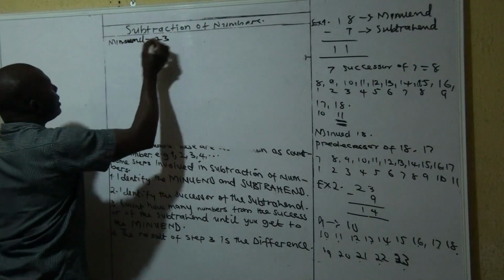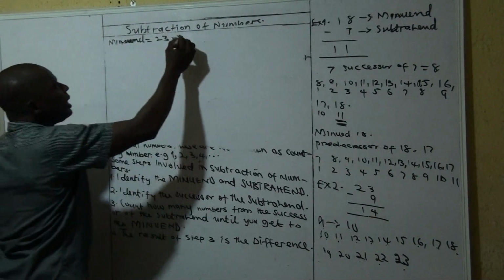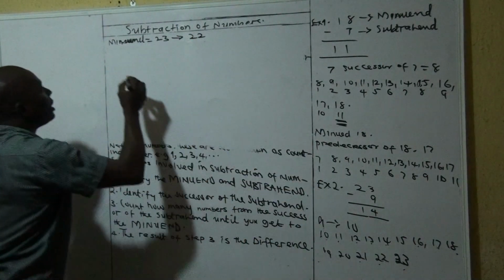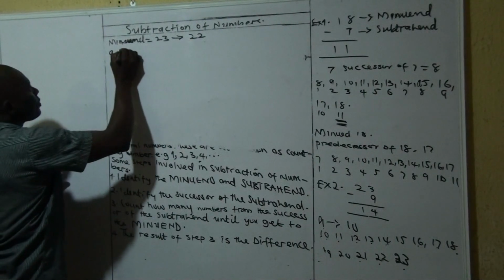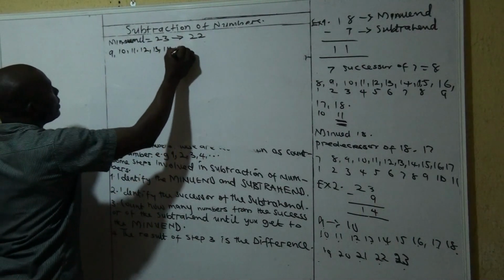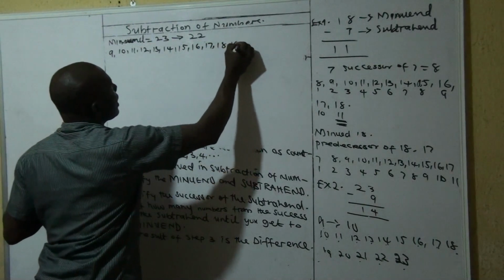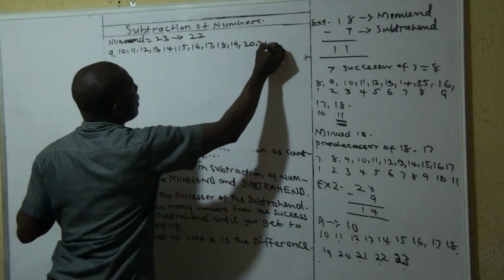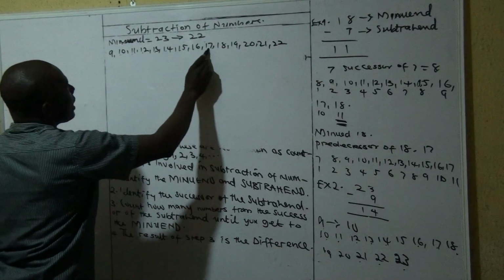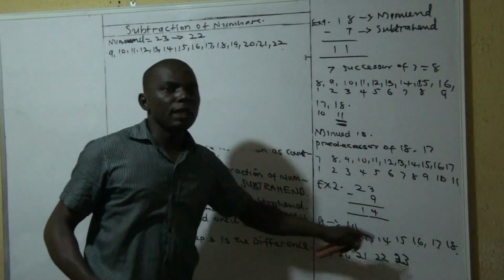Our minuend is 23. Then the successor of the predecessor: you look at the predecessor of the minuend, which is 22. So here, what you need to pick, you just come here and pick 9 as your starting point. 9, 10, 11, 12, 13, 14, 15, 16, 17, 18, 19, 20, 21, 22. You stop. Let's count now: 1, 2, 3, 4, 5, 6, 7, 8, 9, 10, 11, 12, 13, 14. Which is the same thing as what we have obtained here.